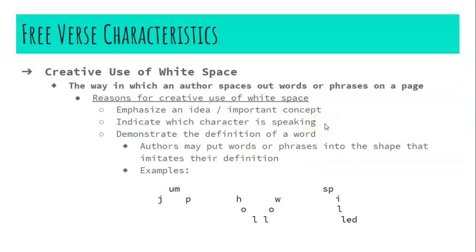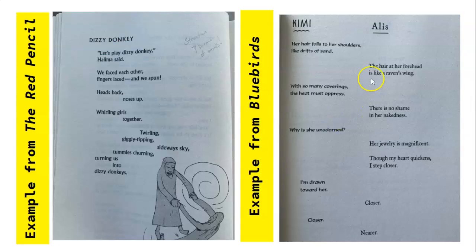It might indicate to you which character is speaking. So I've seen some authors do this with italicizing words, obviously putting quotes around them, but here's a unique example where this is an excerpt taken from a book called Bluebirds.